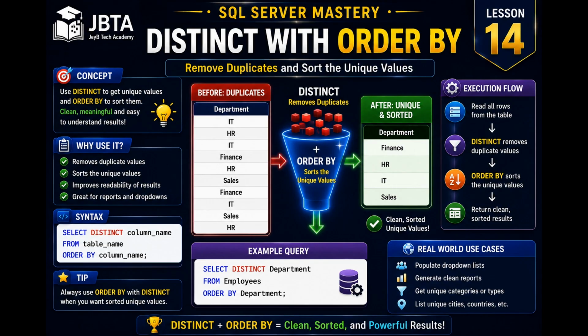Always remember the execution flow. First, SQL Server removes duplicate values using the distinct clause. Then, it sorts the remaining unique values using the order by clause. This combination produces reports that are both clean and professional. Whenever you need a unique list that is easy for users to read, combine the distinct clause with the order by clause. In the next slide, we'll look at some of the most common mistakes beginners make while using the distinct clause and learn the best practices followed by professional SQL developers.